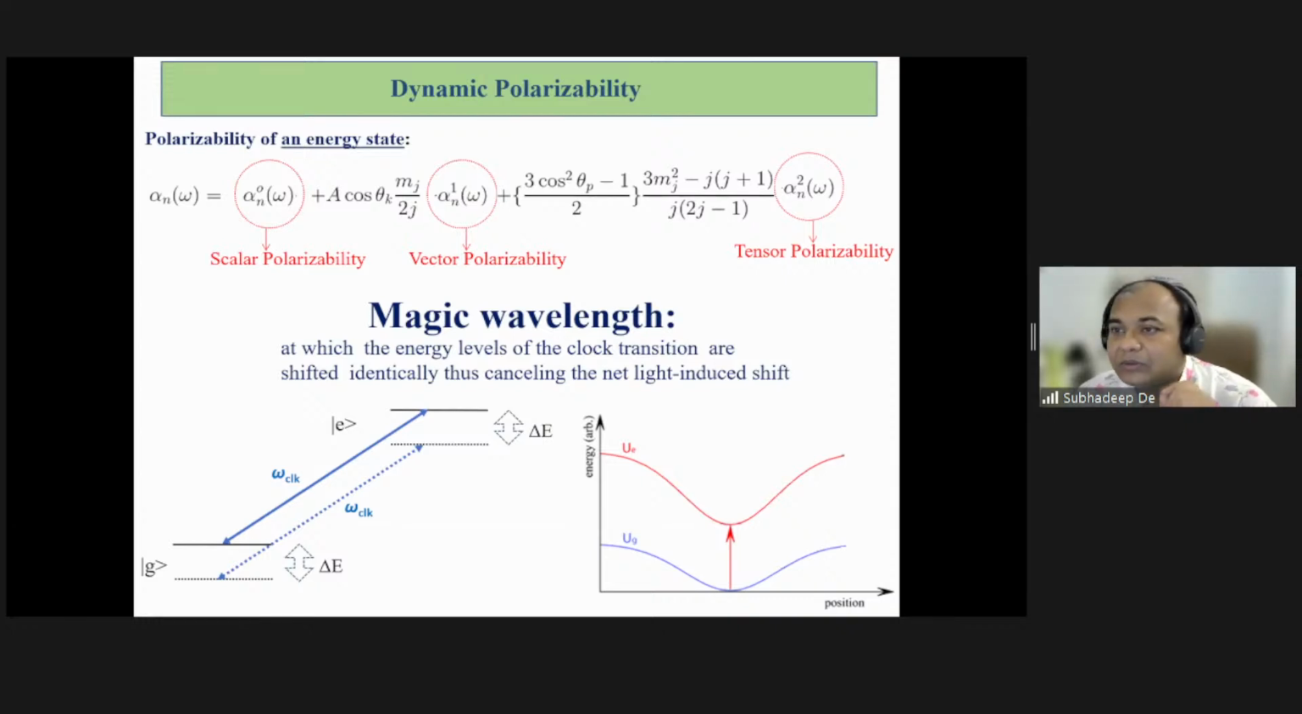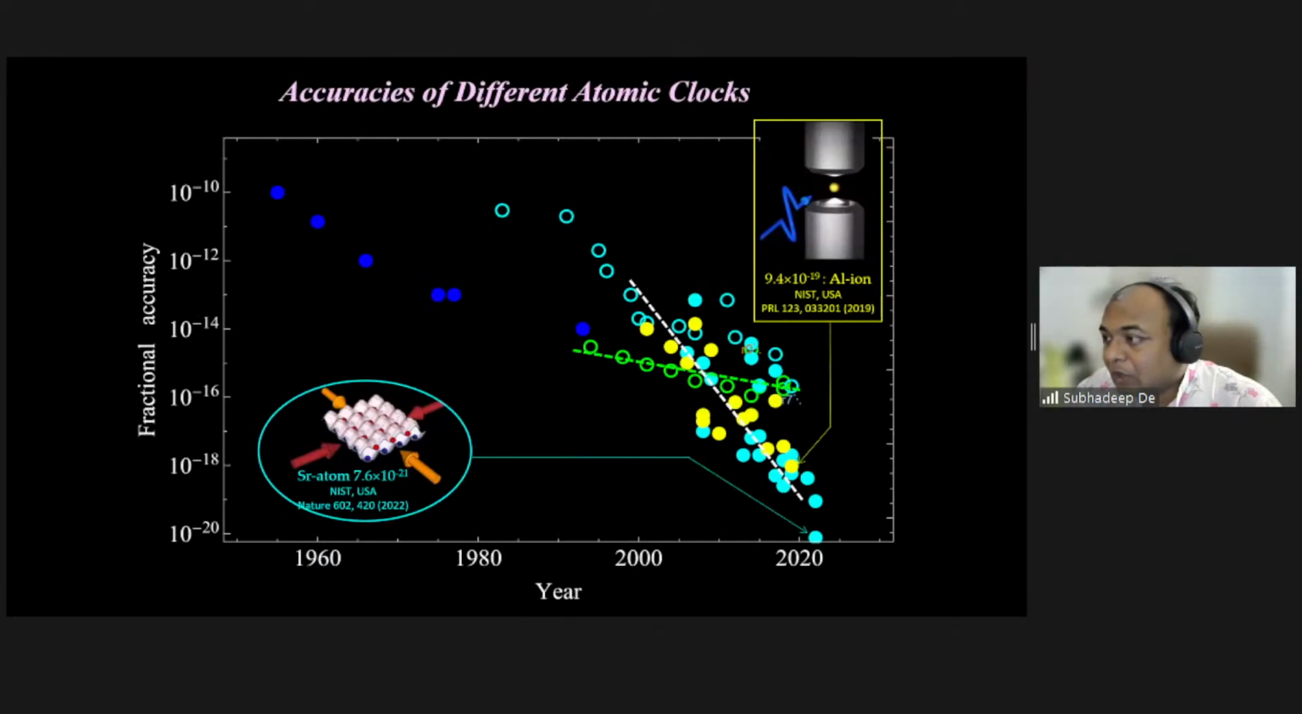And that happens with some particular wavelengths, and one has to figure that out very accurately to make these neutral atom clocks which are based on optical lattices. To build these optical lattices, one has to use exactly that particular wavelength only, and that is called the magic wavelength. Okay, so I'm almost at the end of today's lecture.